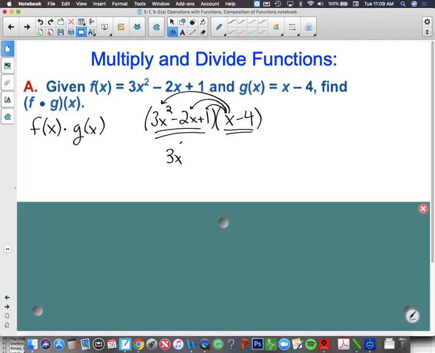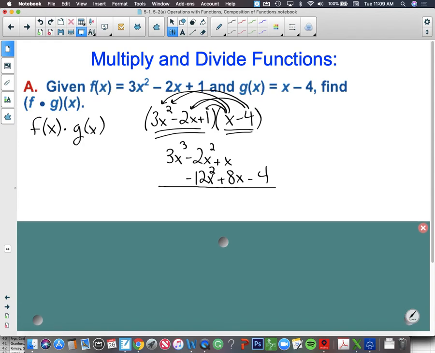We'll get 3x cubed minus 2x squared plus an x, and then we take the negative 4 through there. So that would give me a negative, oops, let's write it down correctly. I have a negative 12x squared, which goes underneath my other x squared term, plus 8x minus 4. So combine like terms: 3x cubed minus 14x squared plus 9x minus 4. That's what we get when we multiply the two functions together.